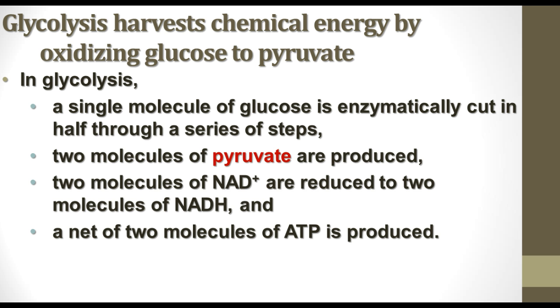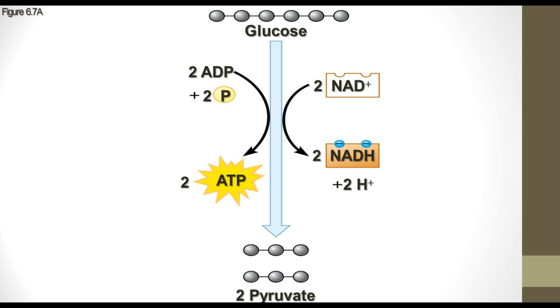In glycolysis, we're going to take the glucose and break it down into two molecules of a substance called pyruvate or pyruvic acid. One molecule of glucose will be split in half through a series of steps using enzymes, and we're going to produce two molecules of pyruvate, two molecules of NADH, which are electron carriers, which will carry electrons to the final part of the process, and a net gain of two molecules of ATP. Kind of looks like this. Phosphate makes ATP and two NADH and produces two pyruvates.